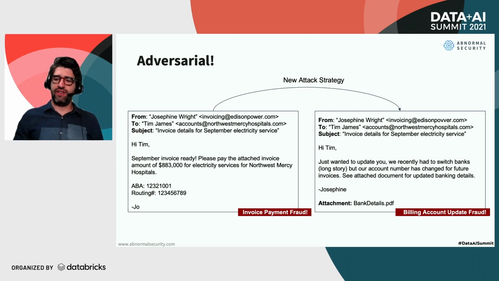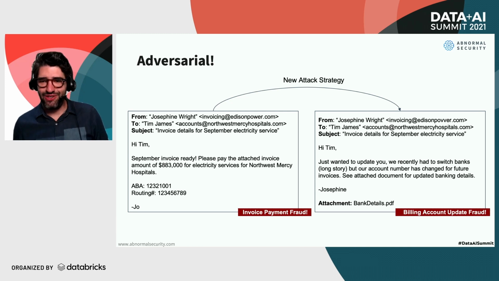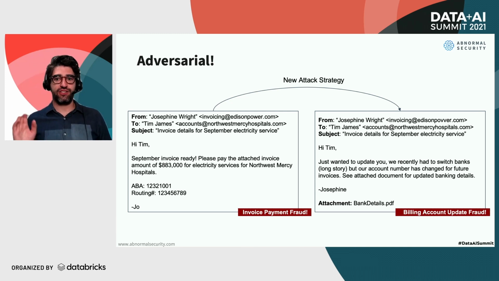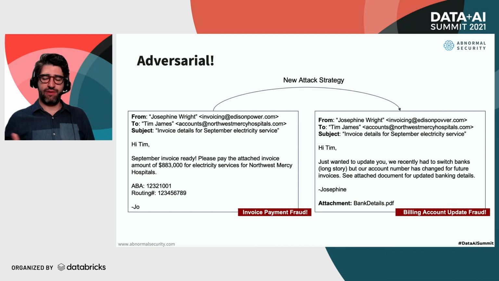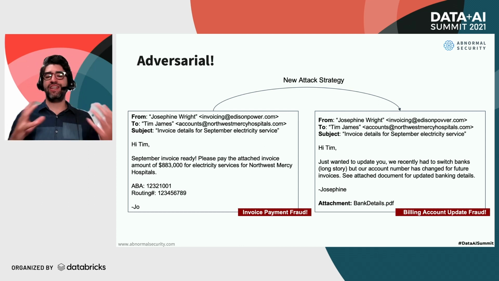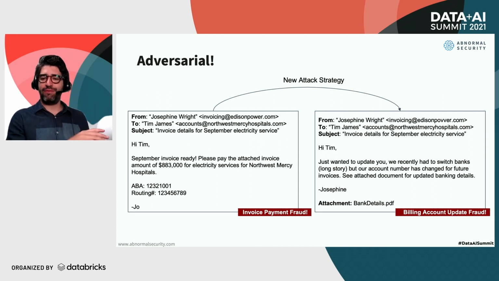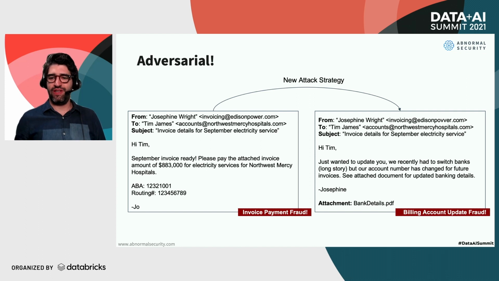So the attack on the right here is very similar, except instead of asking to pay an invoice, the attacker says, hey, just want to update you. We recently had to switch banks, long story, but our account number has changed for future invoices. See the attached document for updated banking details. So rather than asking for an immediate payment, they're asking to change the database of the account number so that a later payment will go to the fraudulent account. This is what we call a billing account update fraud.